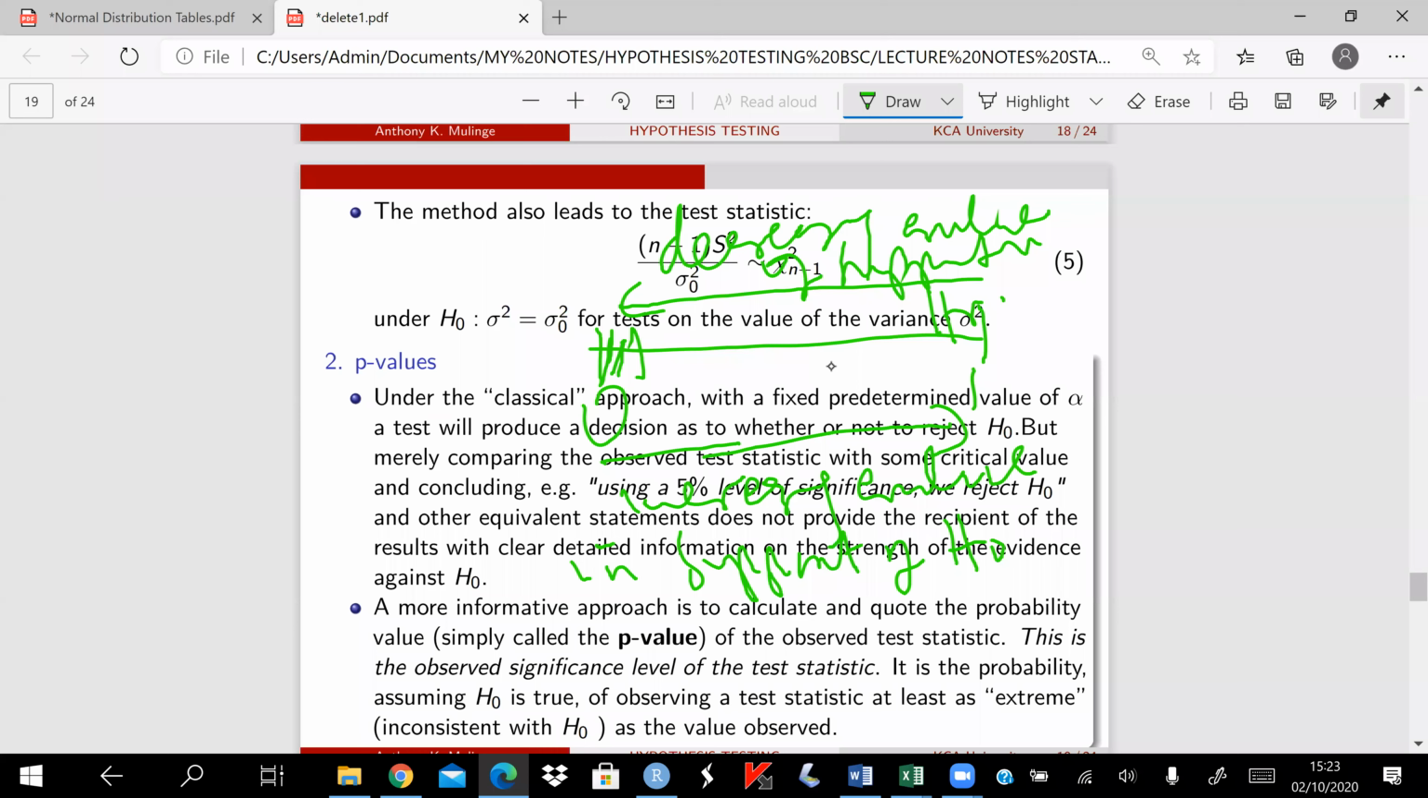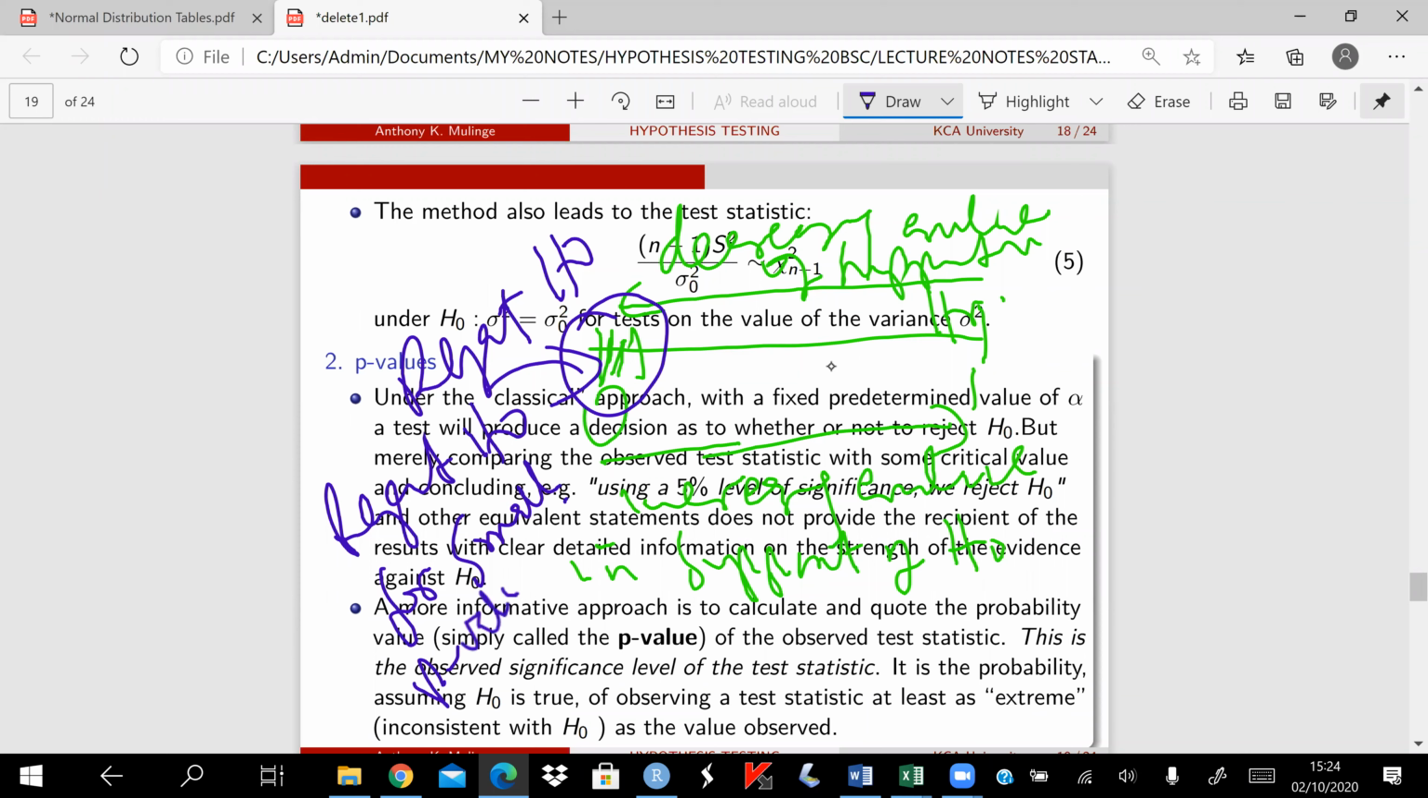So in a nutshell, when we talk about p-values, the rule is very simple. The rule is very simple. When the p-value is very close to 0, you reject H naught. In other words, sometimes we just say you reject H naught for small p-values.